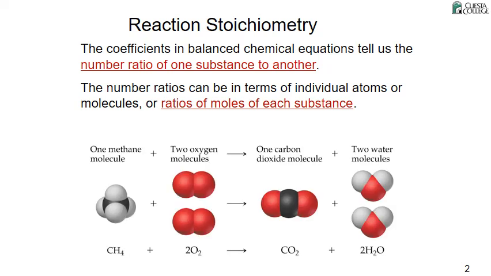For example, in a chemical equation of methane reacting with oxygen molecules, we can see that there's one molecule of methane that will combine with 2 molecules of oxygen in order to form the products: 1 molecule of CO2 and 2 molecules of water. We can also use those in terms of moles as well. So one could say that 1 mole of methane would combine with 2 moles of oxygen.